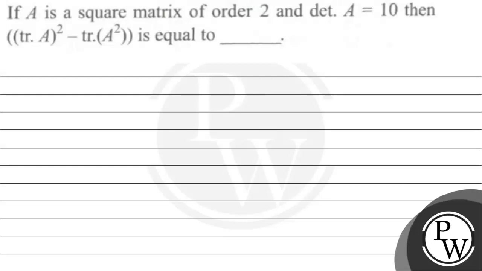The question says if A is a square matrix of order 2 and determinant of A is equal to 10, then trace of A whole square minus trace A square is equal to dash.